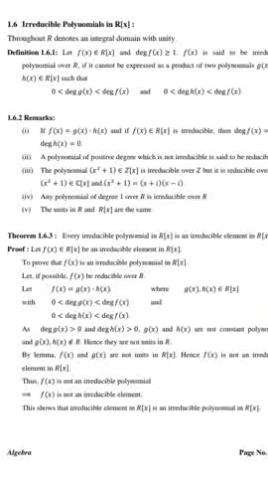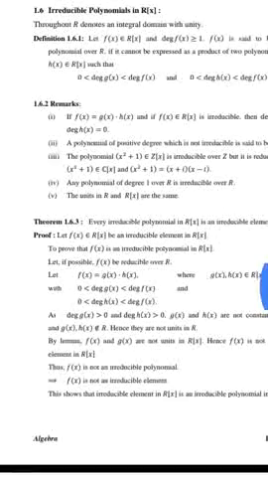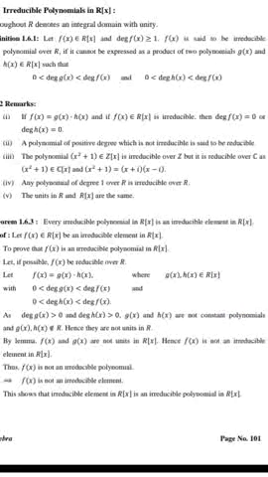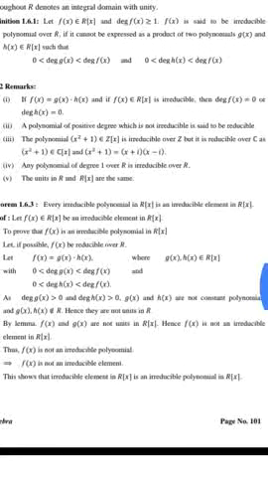Remark: if f(x) = g(x) h(x) and f(x) belonging to R[x] is irreducible, then degree of g(x) is equal to 0 or degree of h(x) is equal to 0. A polynomial of a positive degree which is not irreducible is said to be reducible.